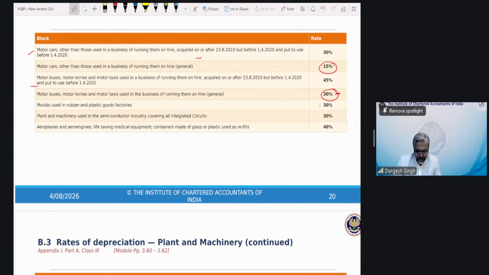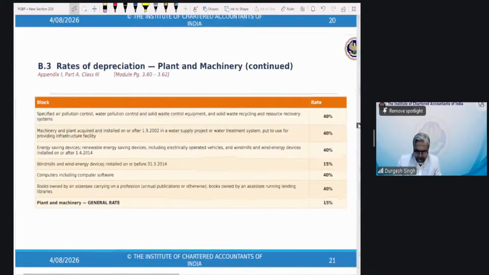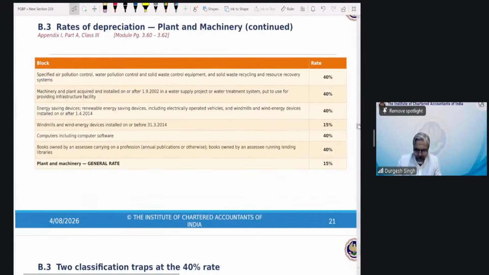Fine, students? So this is what it is. Now after this, plant and machinery continued. Building has got more than one rate. For a residential building, a particular person who is doing the business from his home, what is the rate of depreciation for him? 5%. For others, 10%.